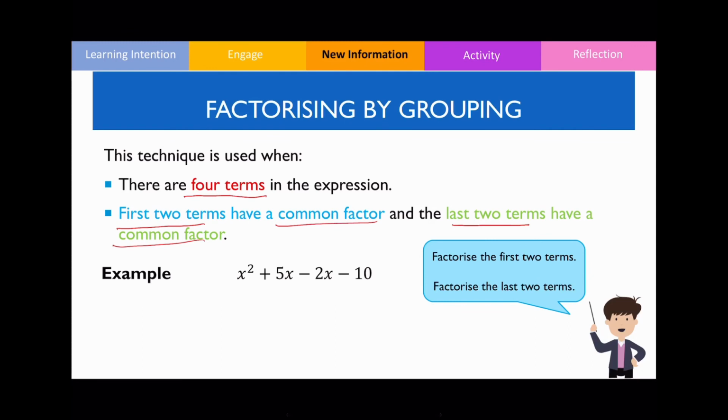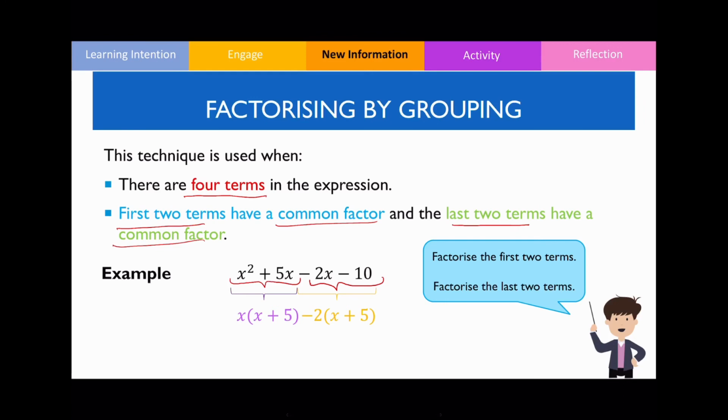So as you can see over here, what you want to do is find a factor that's present in x squared and 5x, and find another factor present in 2x minus 10, okay? In this case, we know that x can go into x squared plus 5x, and we know that 2 can go into both 2x as well as 10. So if I was to factorize it, this is what it would look like, and I've combined it together.